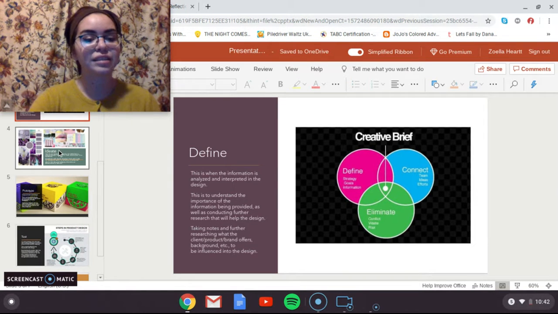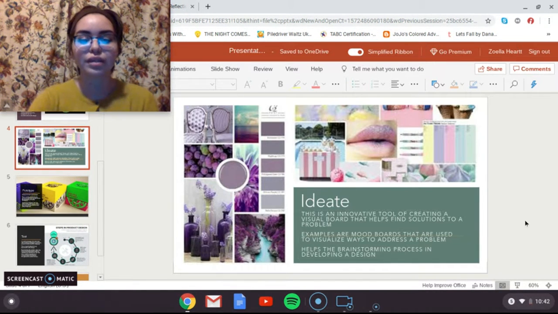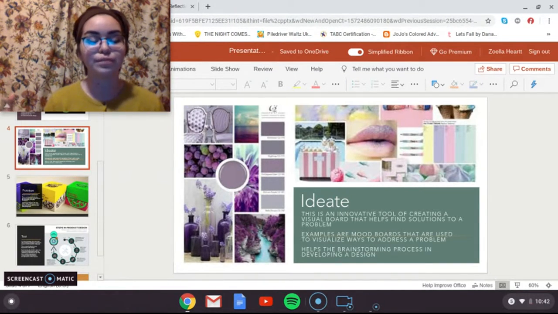Next is ideate. So this is the innovative tool of creating a visual board that helps find solutions to a problem. Examples are mood boards that are used to visualize ways to address the problem, and it helps the brainstorming process in developing a sort of structure for the design.